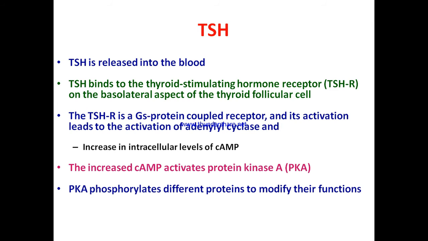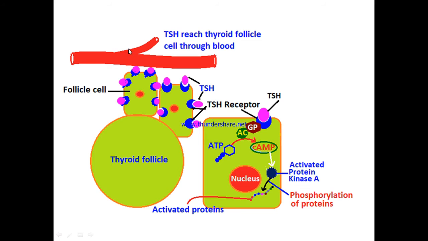The TSH receptor is a G protein coupled receptor, and its activation leads to the activation of adenylyl cyclase and an increase in the intracellular levels of cyclic AMP. The increased cyclic AMP activates protein kinase A. The activated protein kinase A phosphorylates different proteins to modify their functions. So TSH is released into the blood, which reaches the thyroid follicle, and it is attached to the receptors on the basal and lateral side of the thyroid follicular cells.